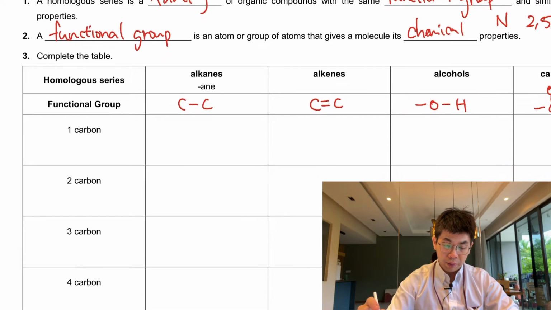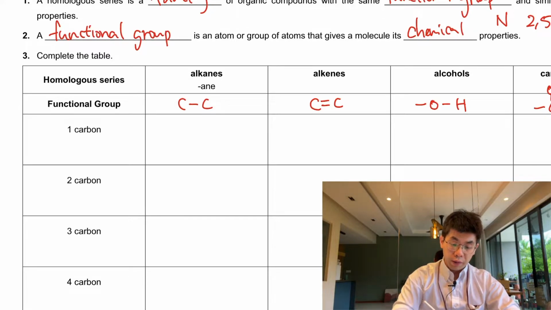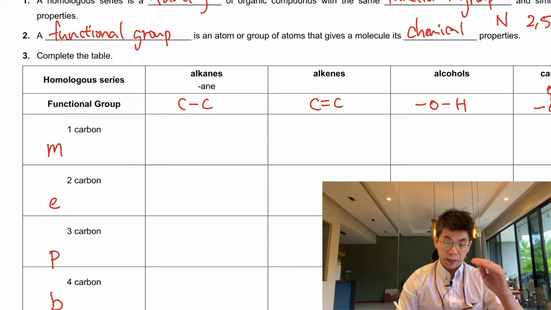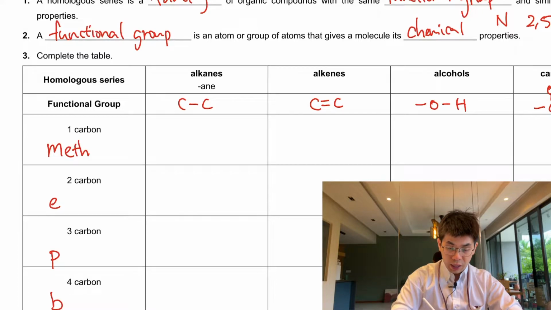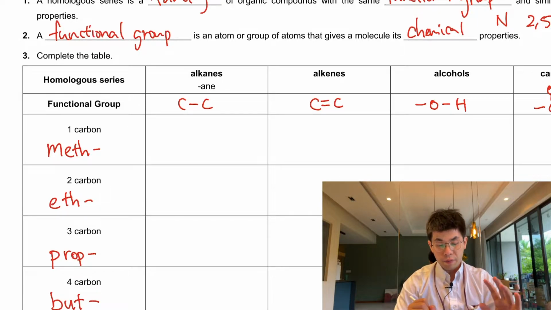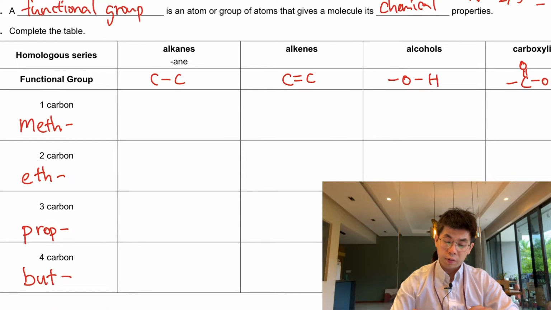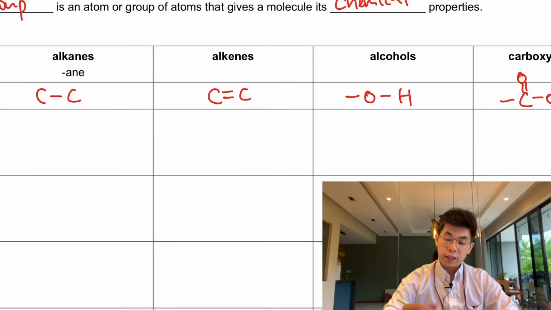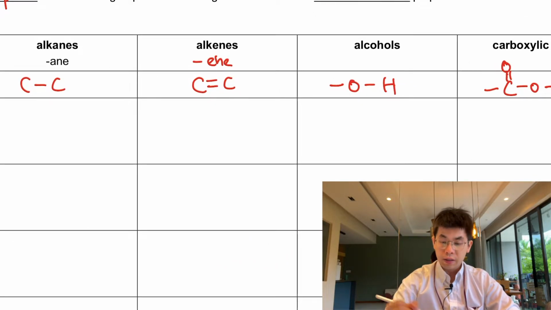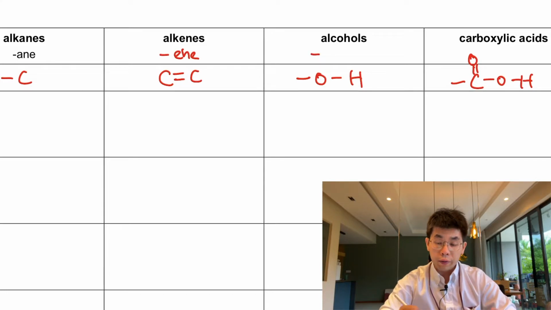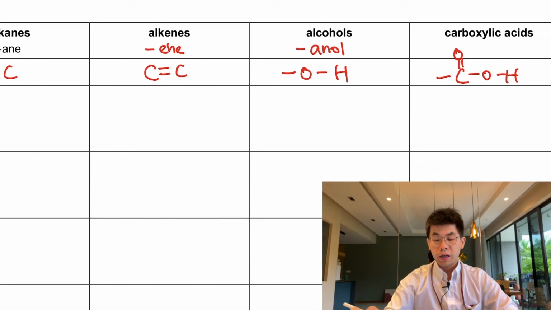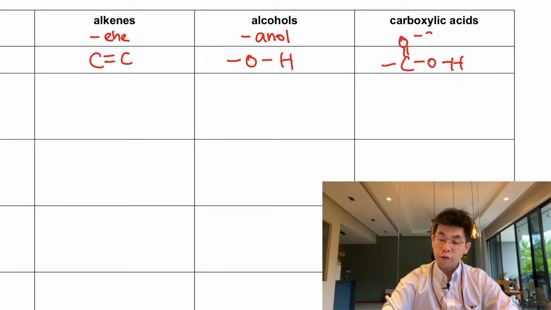So how do I remember the names of the groups? You remember it by My Expensive Prada Bag: meth, eth, prop, but. My Expensive Prada Bag, MEPB. From alkanes, we will always end with -ane. For alkenes, we will end with -ene. For alcohols, for O levels, we will end with -nol. And at O levels, carboxylic acid will end with -anoic acid.